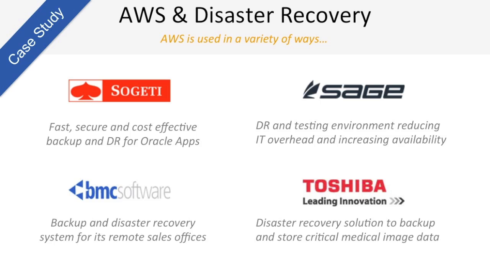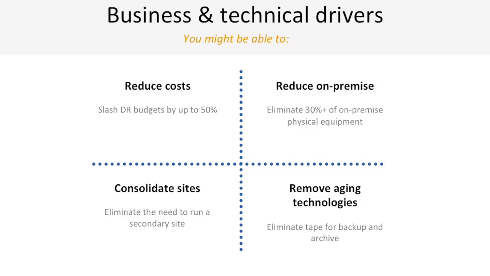So the use cases are varied, and across those use cases there are a number of business and technical drivers that you may be able to benefit from by using AWS in the cloud. The first is that you can typically reduce costs. You might be able to reduce your DR budget by up to 50%. The rationale goes that if you don't have to have a second physical data center, and that second physical data center doesn't need to be online, then in theory you should be able to halve your DR budgets.